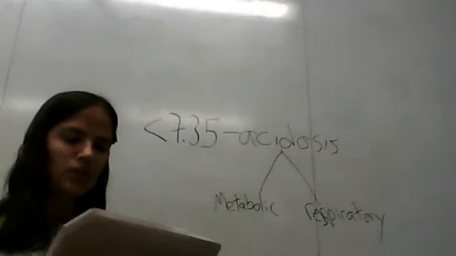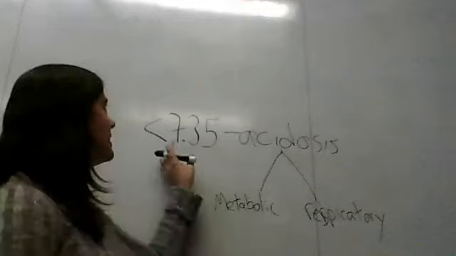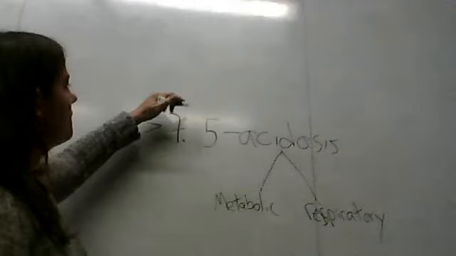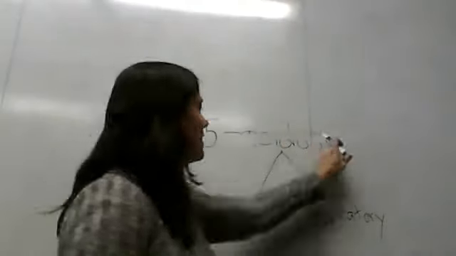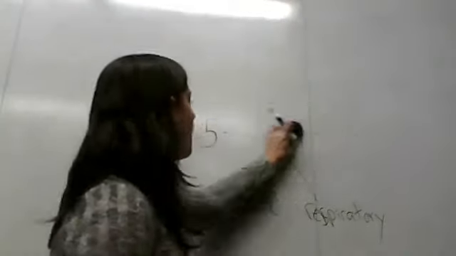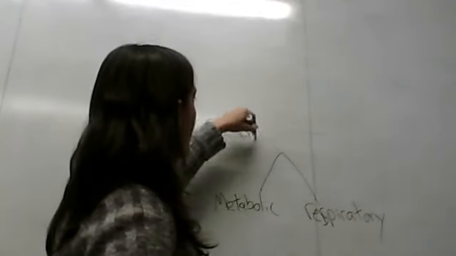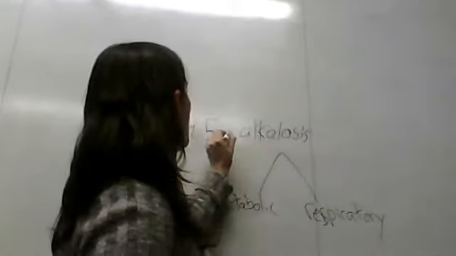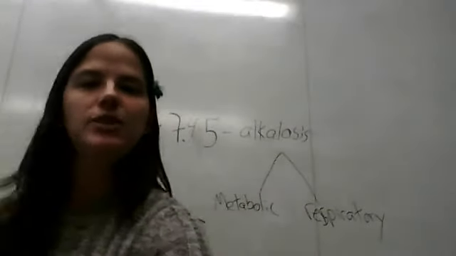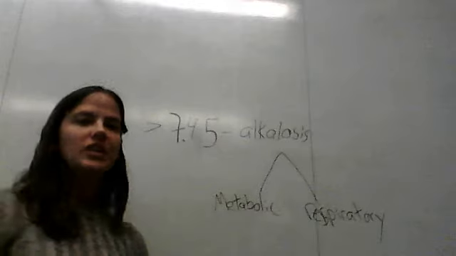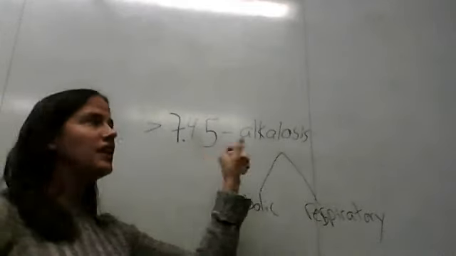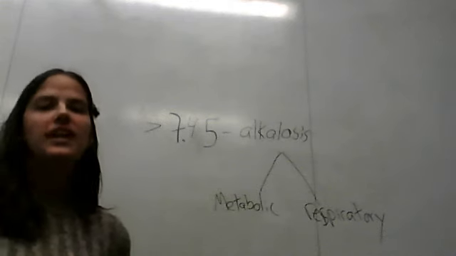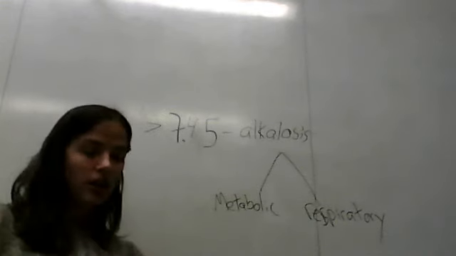All right, so moving on to the alkaloses. We're going to go greater than 7.45. Okay, so greater than 7.45 is going to cause an alkalosis. And these are not nearly as common, nor are they nearly as critical as acidoses are.